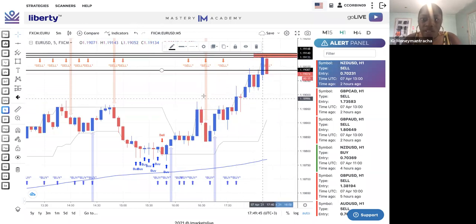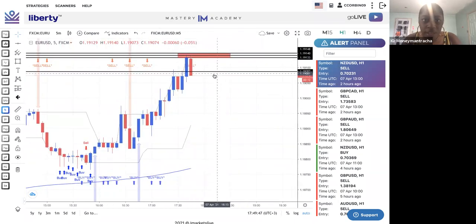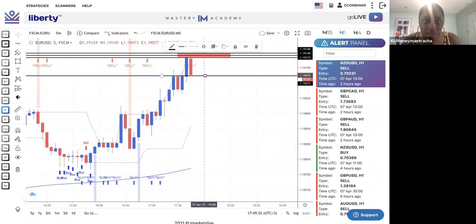So you also want to have your support zone ready as well. We know that if the market was to drop down, we can have one right there. Well, the bottom of the candle is now right there.